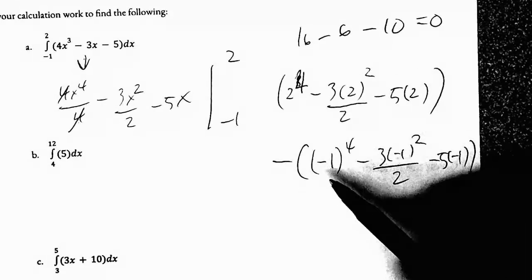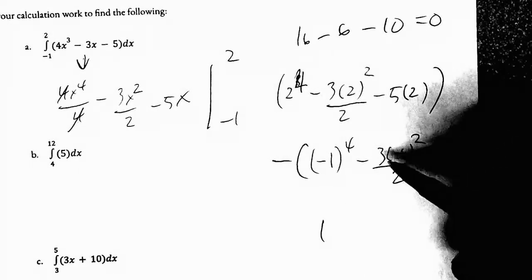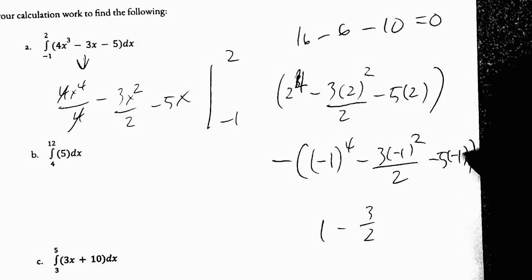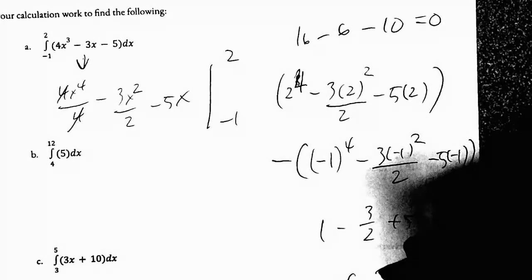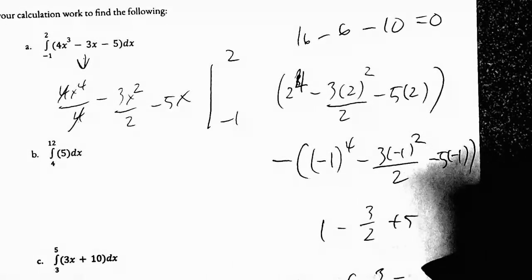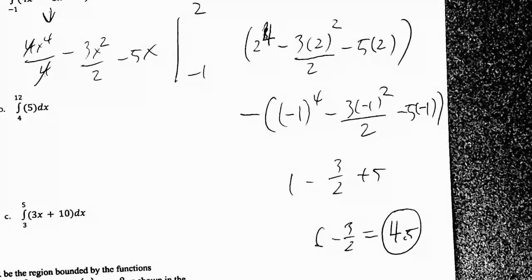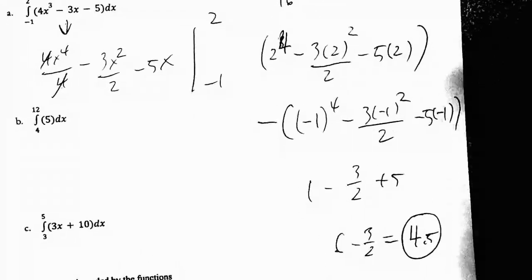Then minus negative 1 to the fourth is just 1. Negative 1 squared is 1 times 3 is 3, minus 3 over 2. And then 5 times negative 1 is negative 5, so it's going to be plus 5. So I have 6 minus 3 halves equals 4.5. Again, calculator gets you through all this. This is just calculator.